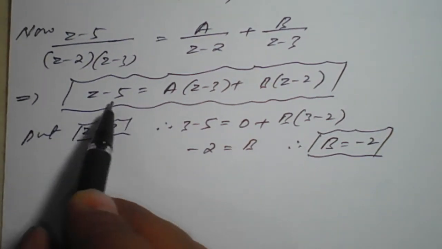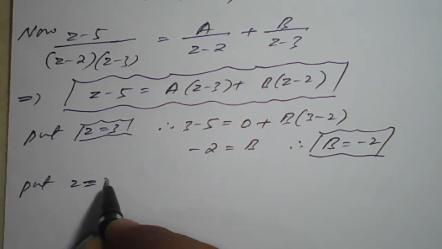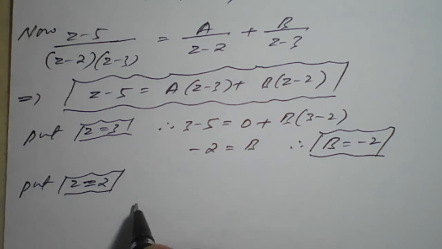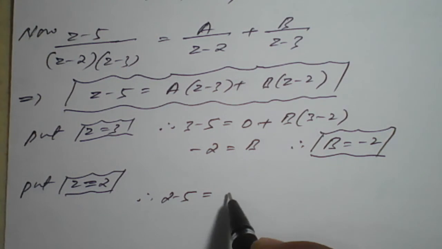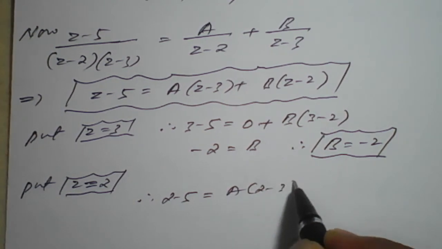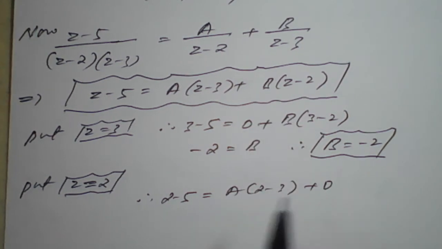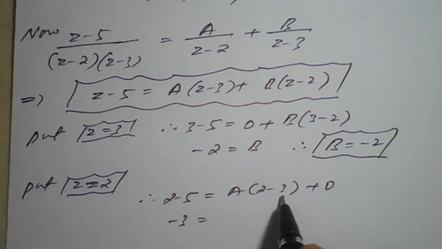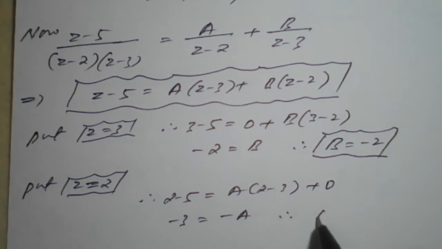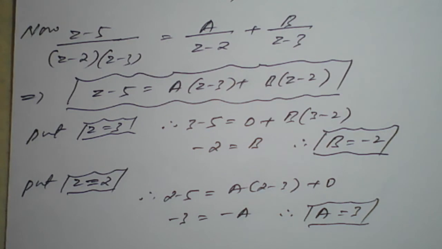Similarly, put z is equal to 2. So 2 minus 5 is equal to A into (2 minus 3) plus, if you put 2, 2 minus 2 is 0, 0 into B is 0. So 2 minus 5 is minus 3, and 2 minus 3 is minus 1, so minus A. Therefore the value of A will be 3. So we got the value of A, we got the value of B.